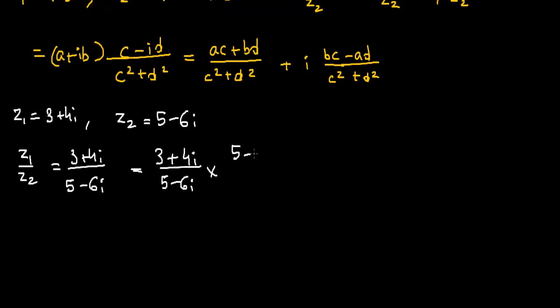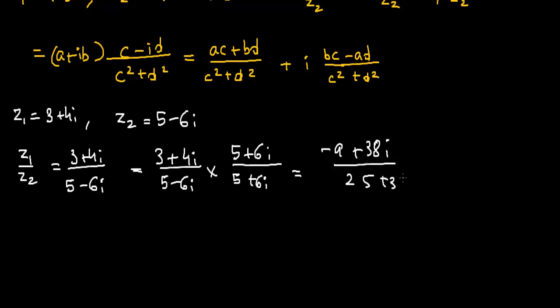Now on solving this, if we multiply, we'll get something like this: minus 9 upon 61 plus 38 upon 61 iota. So this is how you perform division.